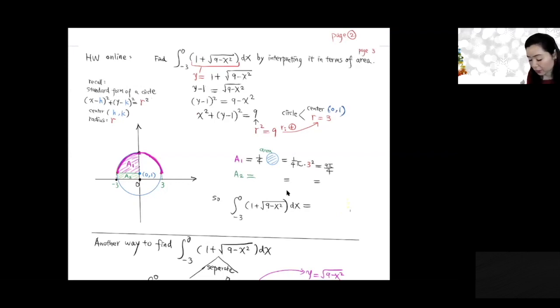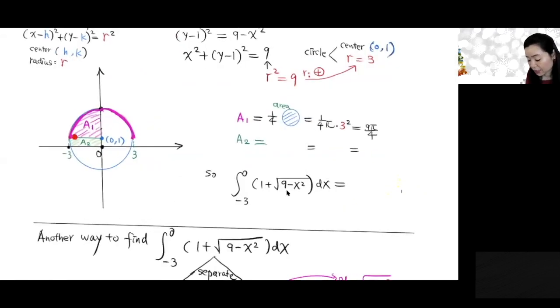Now, what about A2? A2 over here, notice that it is a rectangle. The area for that is length times width. The length over here is 3, the width here is 1. So 3 times 1 is going to be 3. So this integral over here will be equal to the sum of these two.